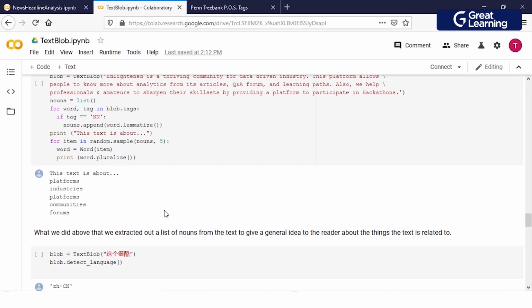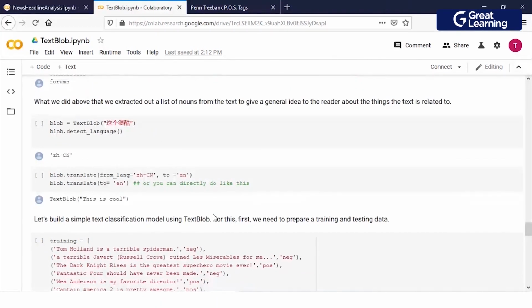And then one of the interesting things here is that you can also check the language of a word. So I picked up this word here, made it into a text blob. And it is Chinese. And I said, hey, let's convert this Chinese to English. And therefore, I convert it to English. And what is the English translation of the Chinese verb? This is cool, right? This is absolutely cool.